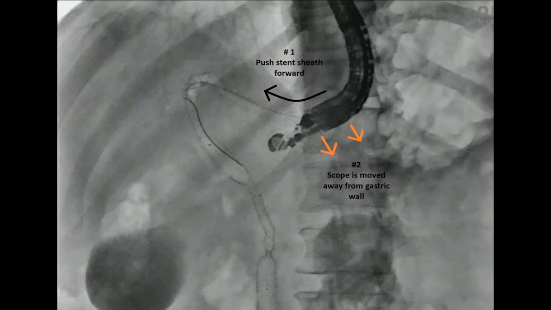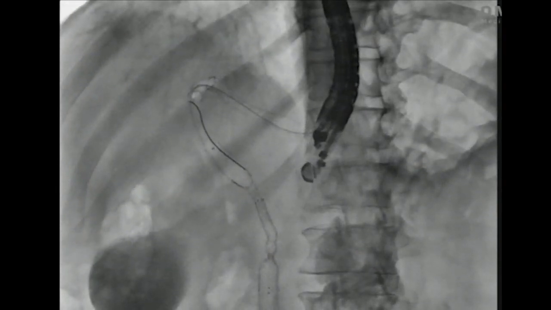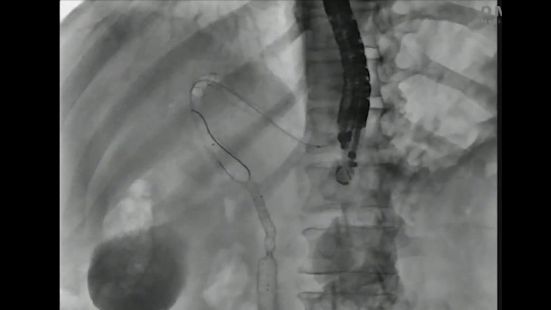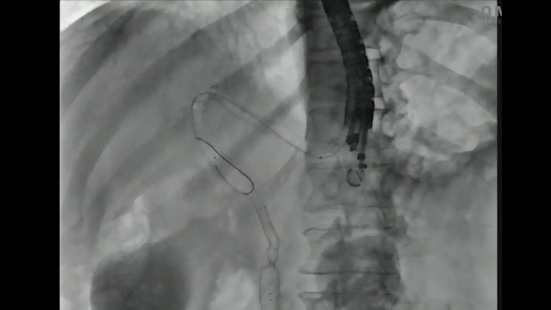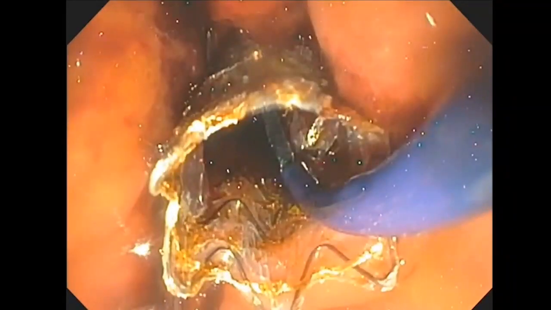When deploying under fluoroscopic or sonographic guidance, the stent is completely unsheathed within the channel of the endoscope. The stent sheath is then pushed forward into the channel. This pushes the gastric wall away from the endoscopic lens and the remaining stent is deployed into the gastric lumen. Note that visibility at the end results from pushing the stent forward and not backing away of the endoscope.